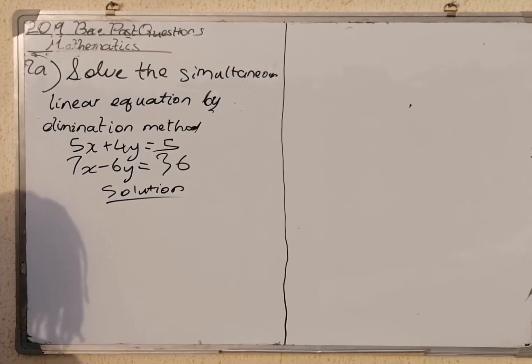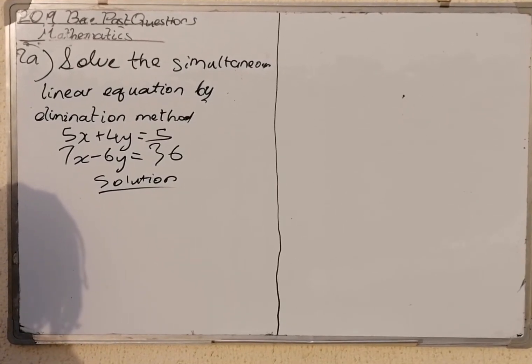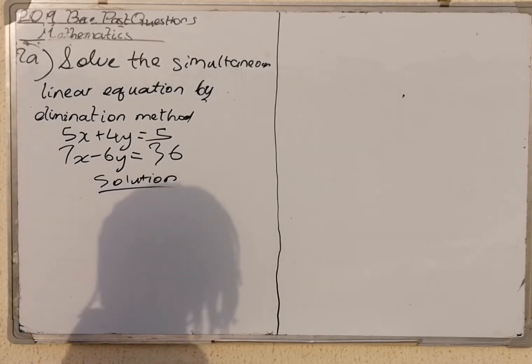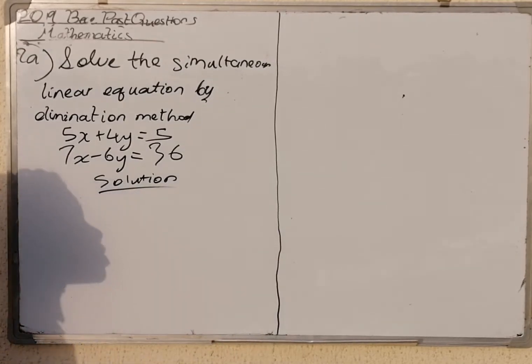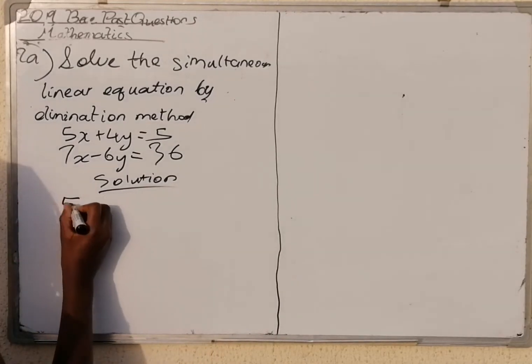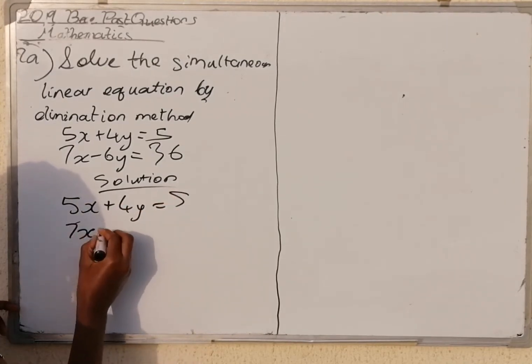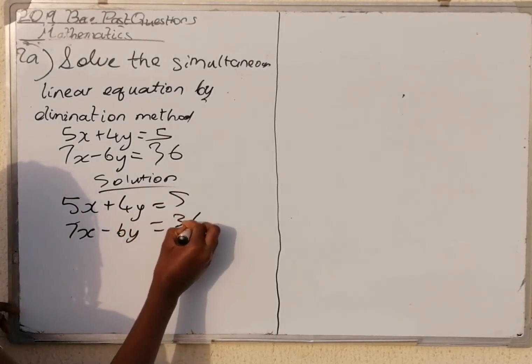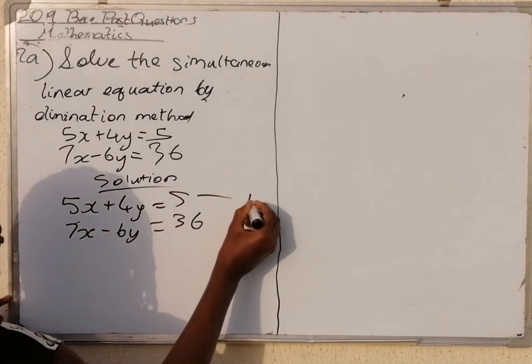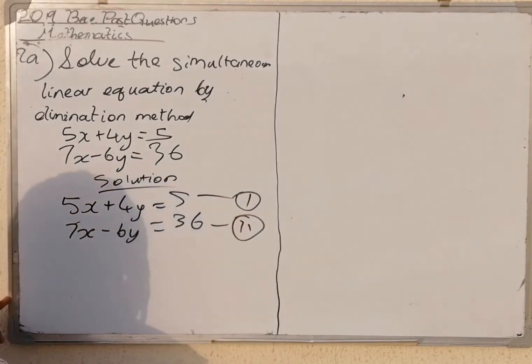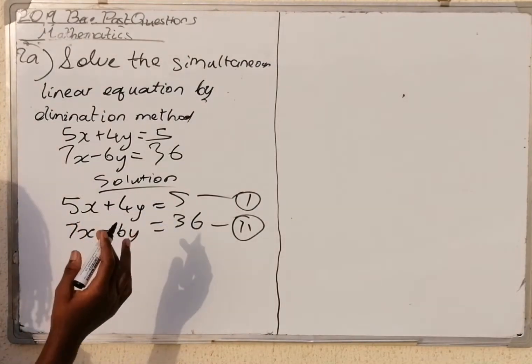Solve the simultaneous linear equation by elimination method. 5x plus 4y equals 5 and 7x minus 6y equals 36. We should keep this in our heads that there are many ways to use the elimination method to solve simultaneous equations, but this is the way I was taught and I want you guys to learn it. So let's write the question. 5x plus 4y equals 5 and 7x minus 6y equals 36. This is equation 1 and this is equation 2. So I'm knowing the names of the equations.